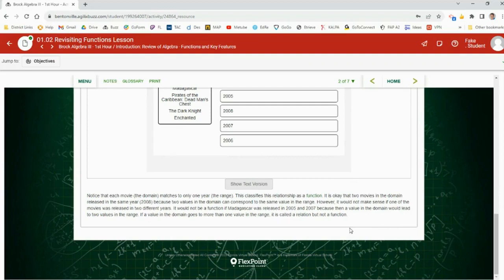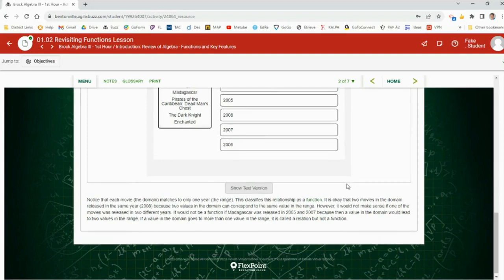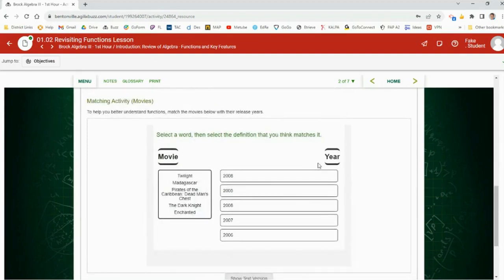If we went the other way around and we said, okay, for what year, what movies were released, that would not be a function because 2008 has 2 different answers. So it's only a function if we look at the movies in relation to the year, not the year in relation to the movie. It only works one way. Movie, then year.